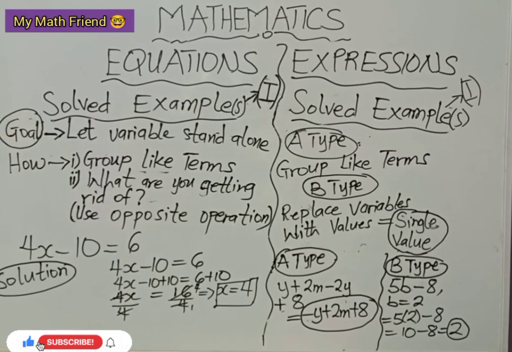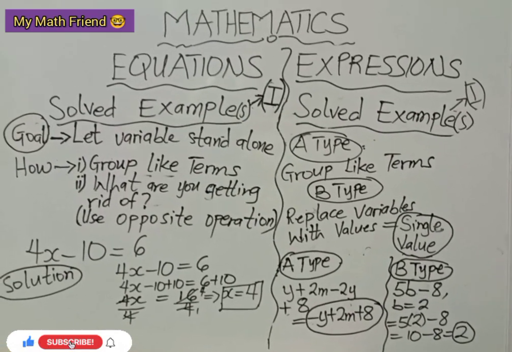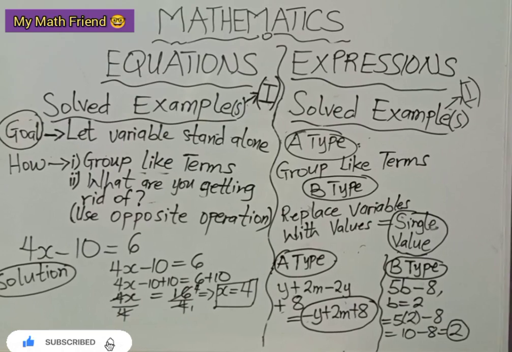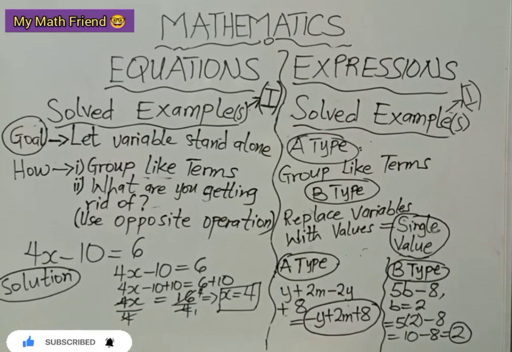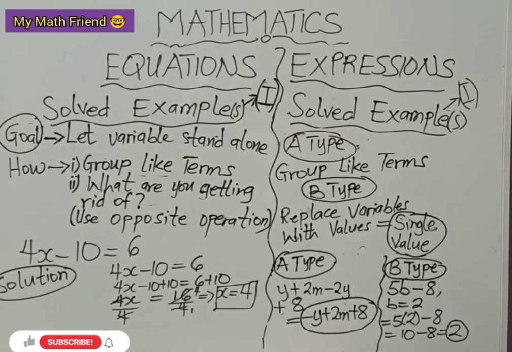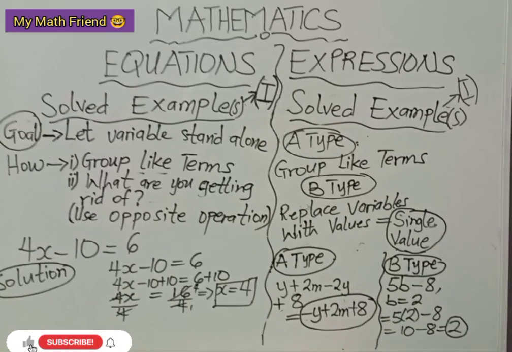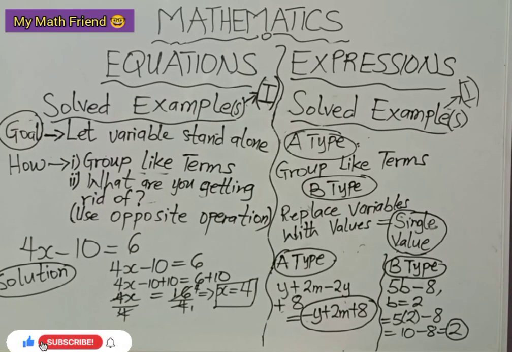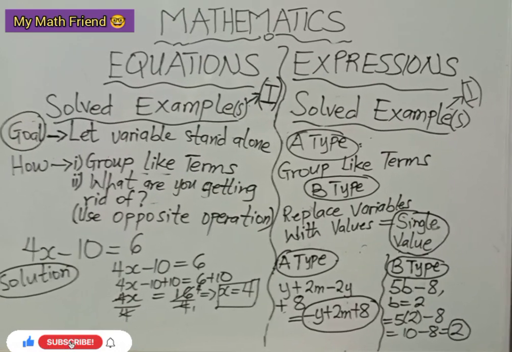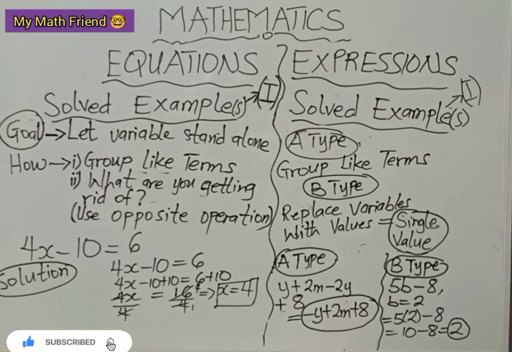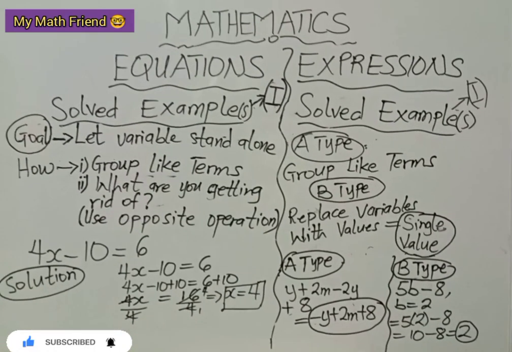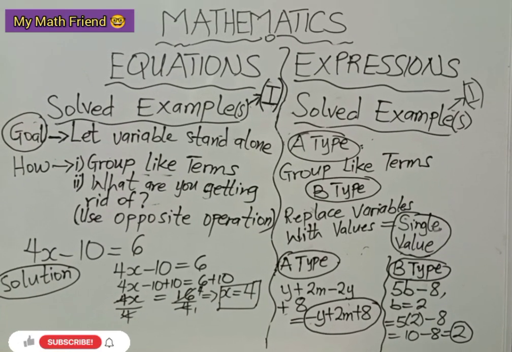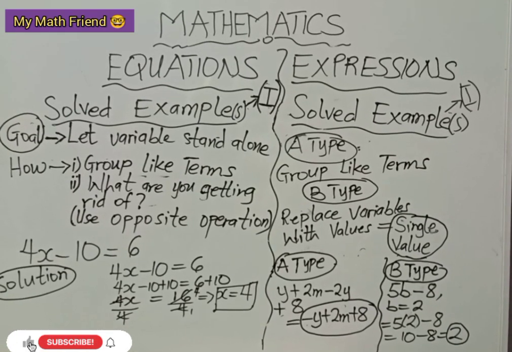Let's look at an example of an expression. Now, we have two main types of expressions. We have the A type and the B type. In the A type, you need to group like terms. The B type is where you are given an expression with values, so you need to replace the variables with values. And then when you do that, you have a single value or a single answer.